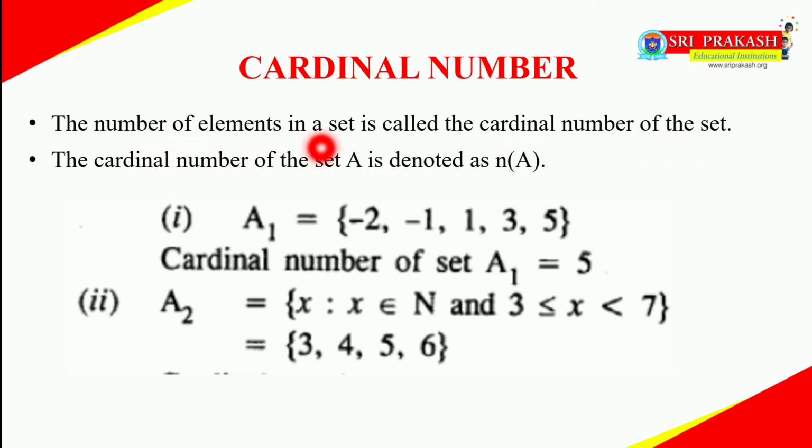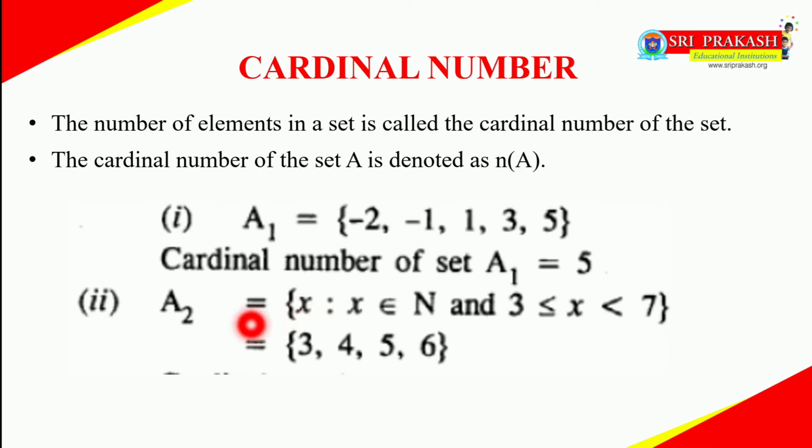Cardinal number. The number of elements in a set is called the cardinal number of that set. For example, if you observe, there is a set A in which the elements are -2, -1, 1, 3, 5. That means this set has 5 elements. So the cardinal number of this set A is 5, which is denoted as n(A).